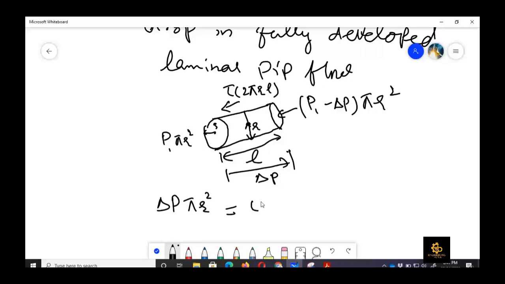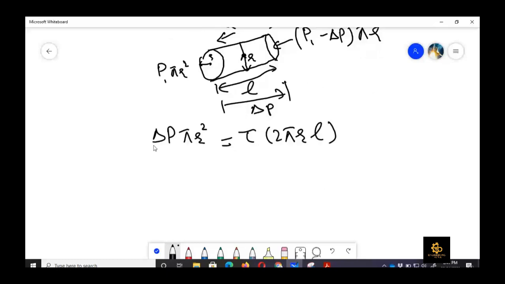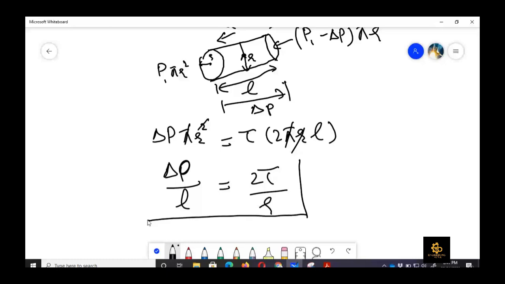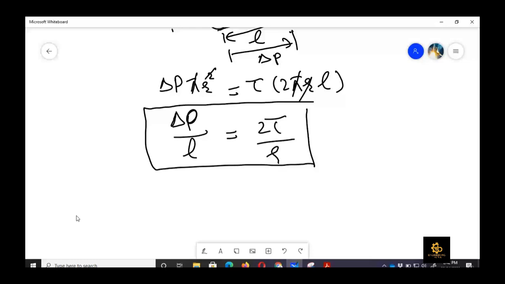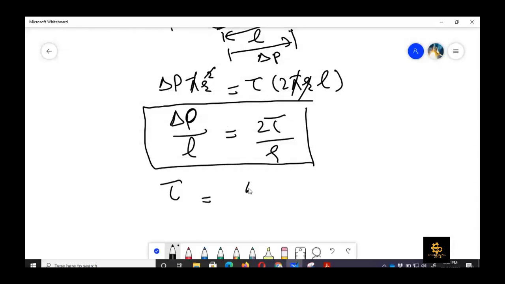If we do the simplification, we can write delta P upon L, and then this r would be cancelled with this r square, pi would be cancelled with this pi, and we are left with 2 tau upon r. So this is the relation of pressure drop and shear stress, right? Now in most cases, this delta P we know from the pump which we have installed. This delta P upon L is known, so we can write that tau becomes equal to delta P upon L into r upon 2, right?